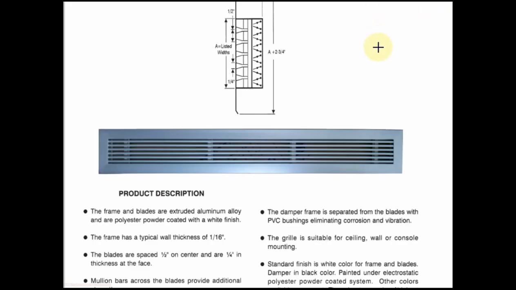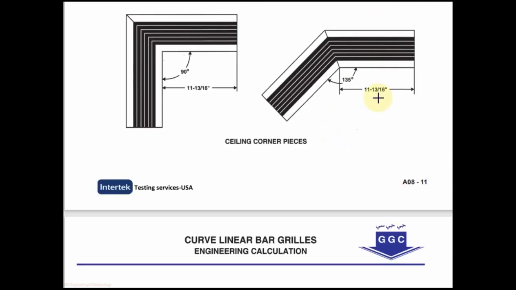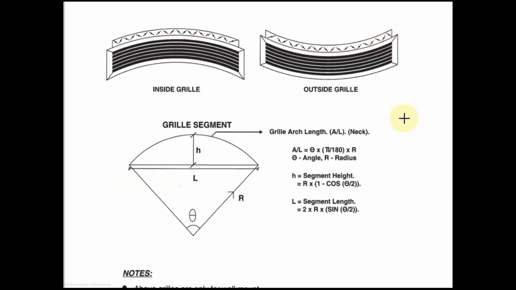We use bar grills in different shapes as per our requirement. You can see this is a straight bar grill, and this is a sidewall inside corner, this is a sidewall outside corner. These are ceiling corners, and these are curved bar grills.